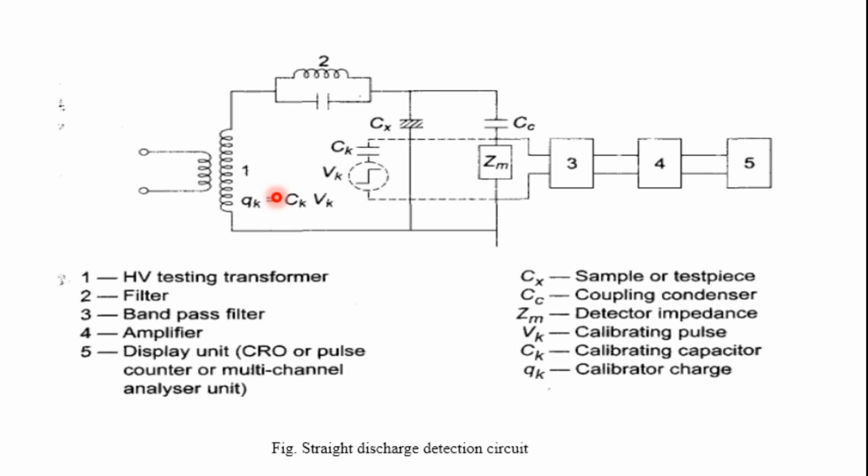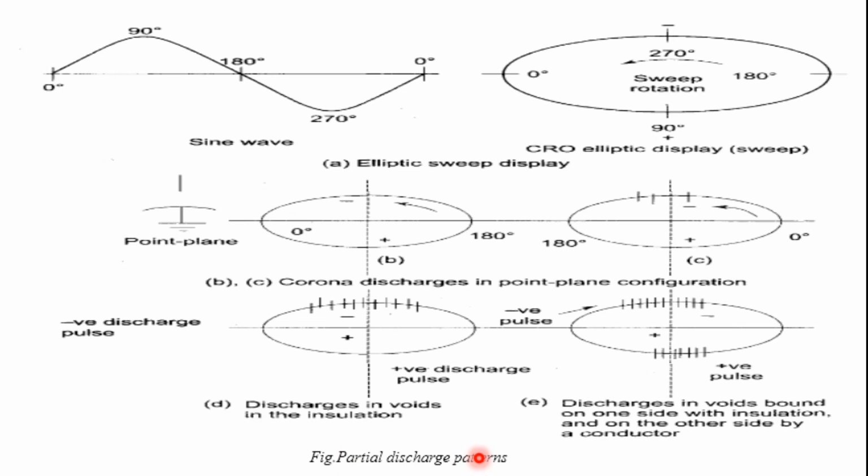So we go with a balanced detector. This is a partial discharge pattern. Here, the discharge pattern is displayed on the CRO screen of a discharge detector with an elliptical display, which you can see here. Figure A is the elliptical sweep display, and B and C show corona discharge. This is the case of a point and plane, and the negative discharge pulses in wires with insulation. This is the discharge in wires bound on one side with insulation and on the other side the conductors.